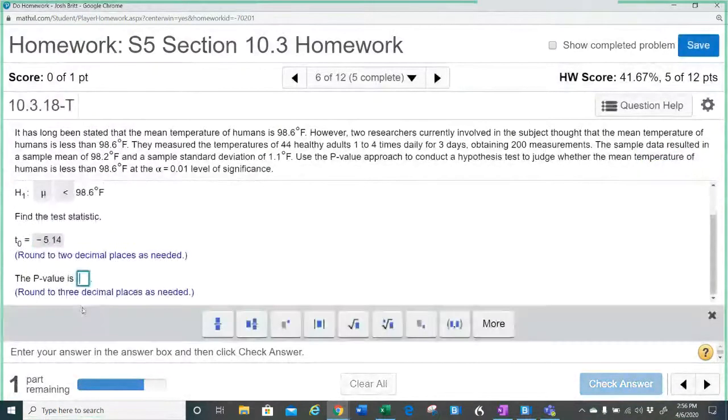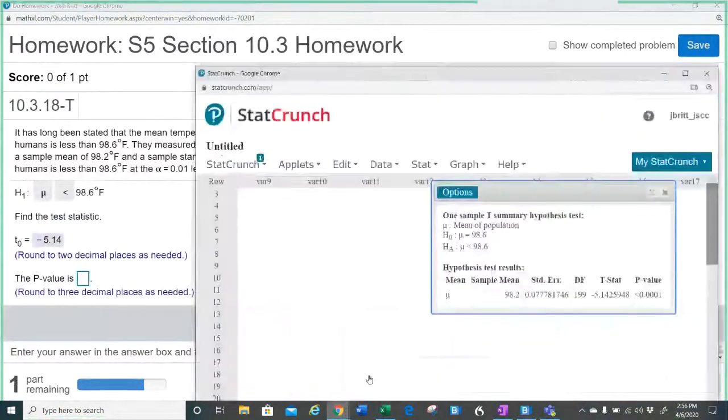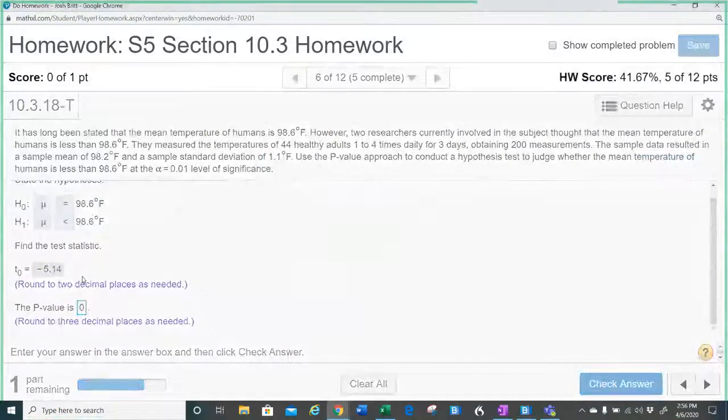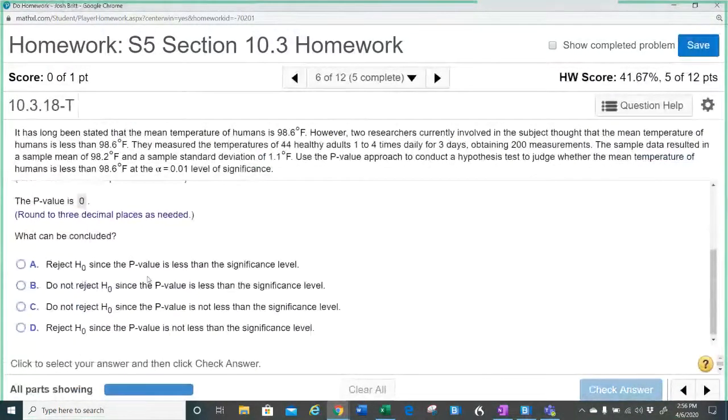So we've got our test statistic, minus 5.14. The p-value is small; to 3 decimals would be 0. So reject, since the p-value is less than alpha.